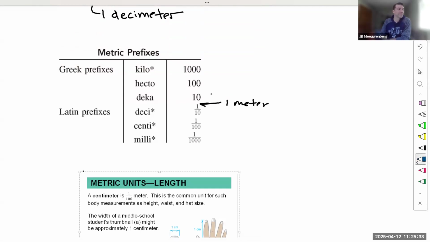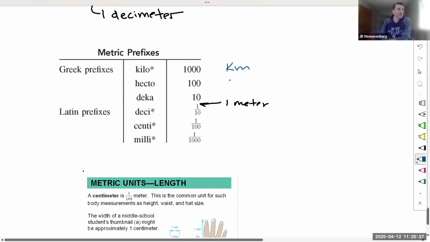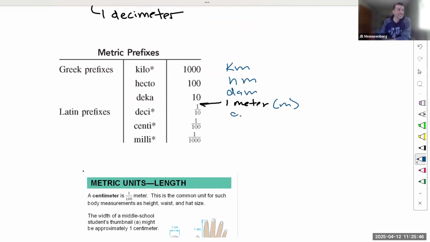So if we wanted to say a kilometer, we would call it a km. A hectometer is hm. A decameter is dam. A meter all by itself is just m. Decimeter would be dm. Centimeter is cm, and millimeter is mm. So we use the prefixes to indicate how many of the base unit of measurements we actually want.